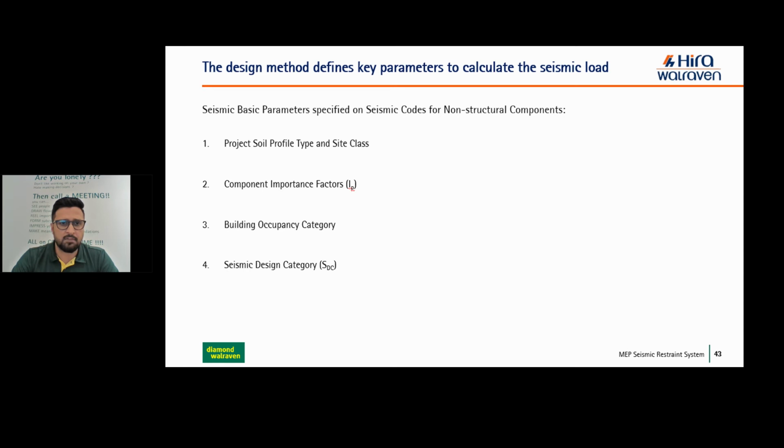Then seismic design category. After all this computation, we have seismic design categories to finally check the system, and this design category allows us to design based on different standards, whether it's required for life safety services or non-life safety services. It depends on the design category value, the design category coefficient.